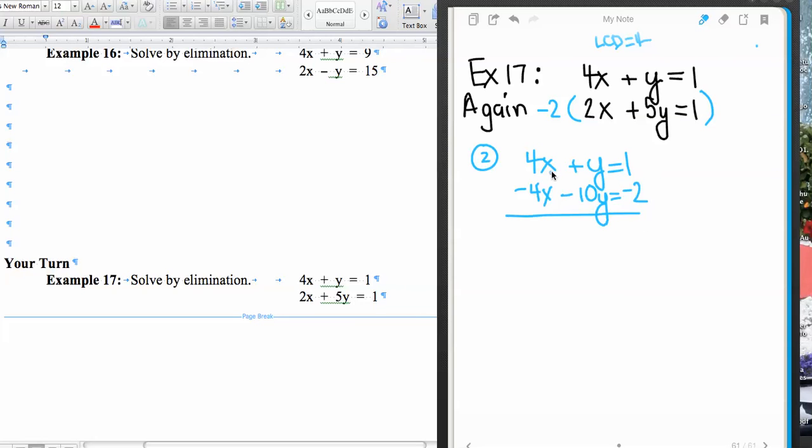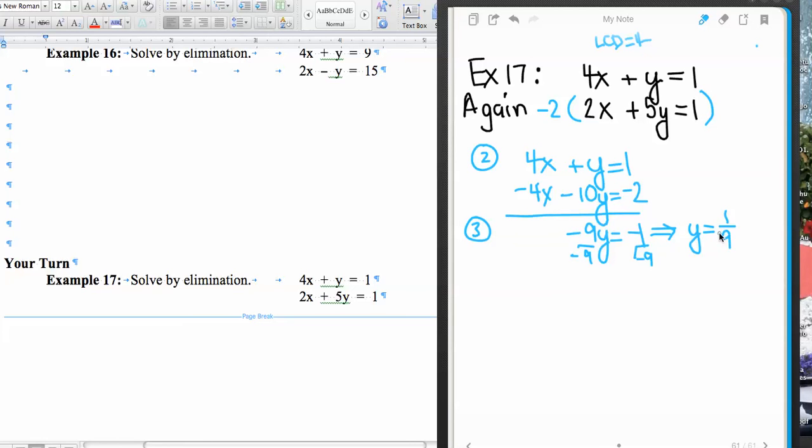Now I'll add these together. So 4x and -4x is 0. That's what I wanted to happen. y and -10y is -9y. And a +1 and a -2 is a -1. So now multiplying by the reciprocal of the -9 here, I'm going to get that y is equal to +1/9. And now, like before, I'm going to choose one of the equations for that 1/9 to go back into.